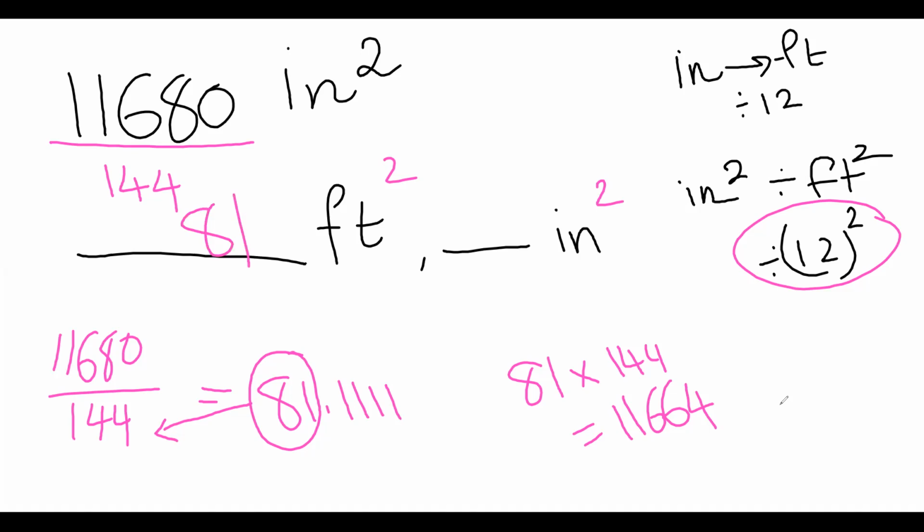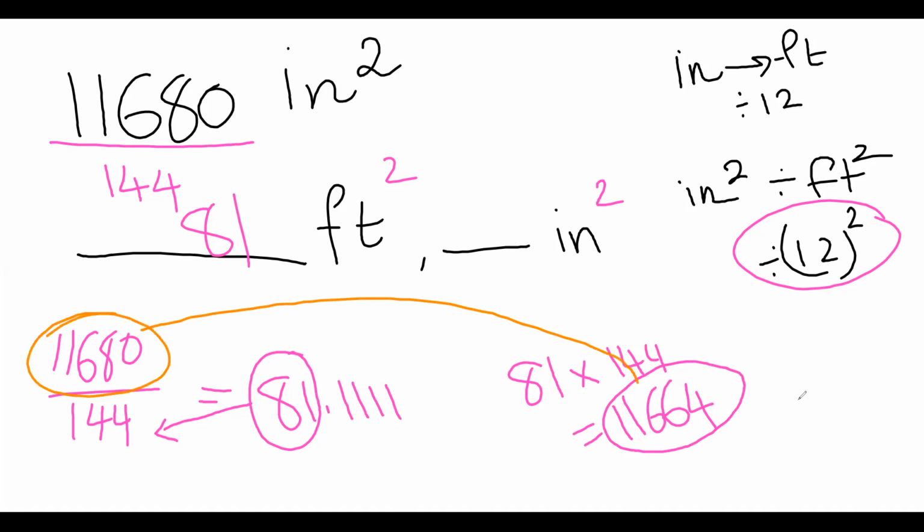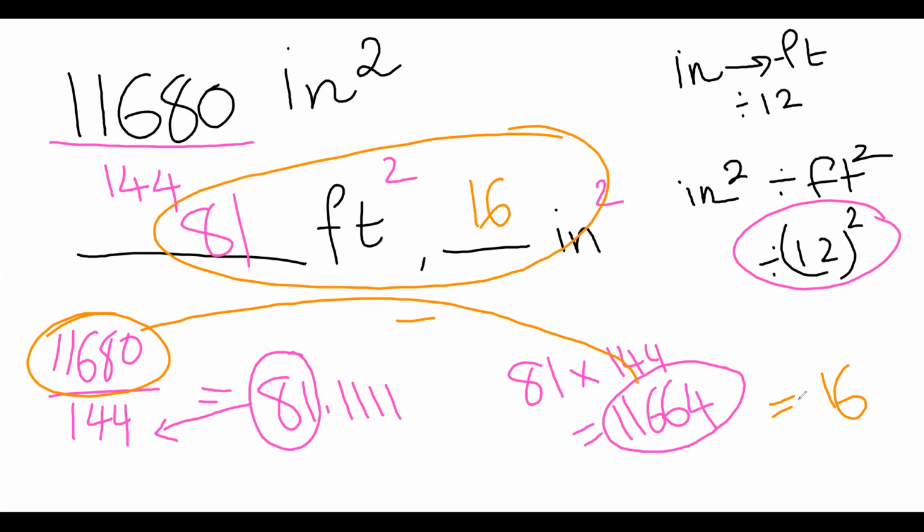And I want to find now the remainder. Do you have this number, 11,664? Subtract this number from the big one, and the answer is 16. This 16 is the remainder of dividing 11,680 by 144. You will write it here. So the answer for the area of the triangle is 81 feet squared, 16 inches squared.